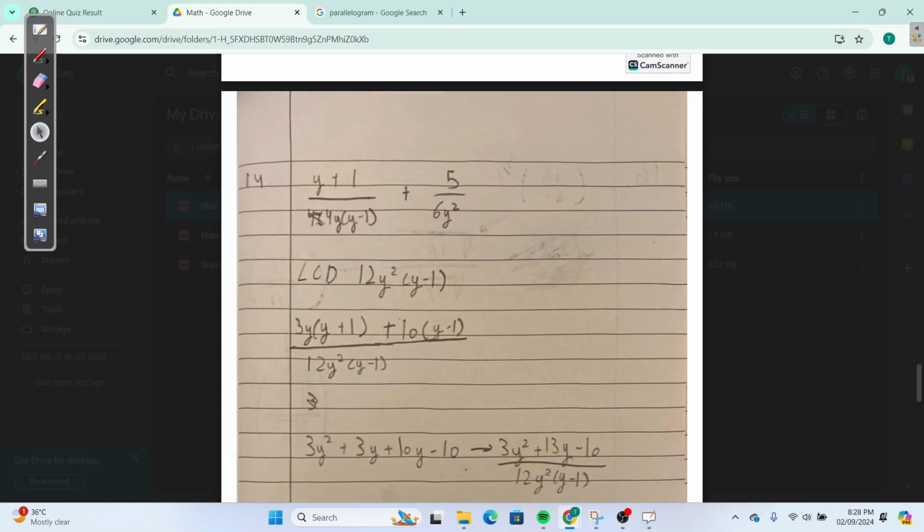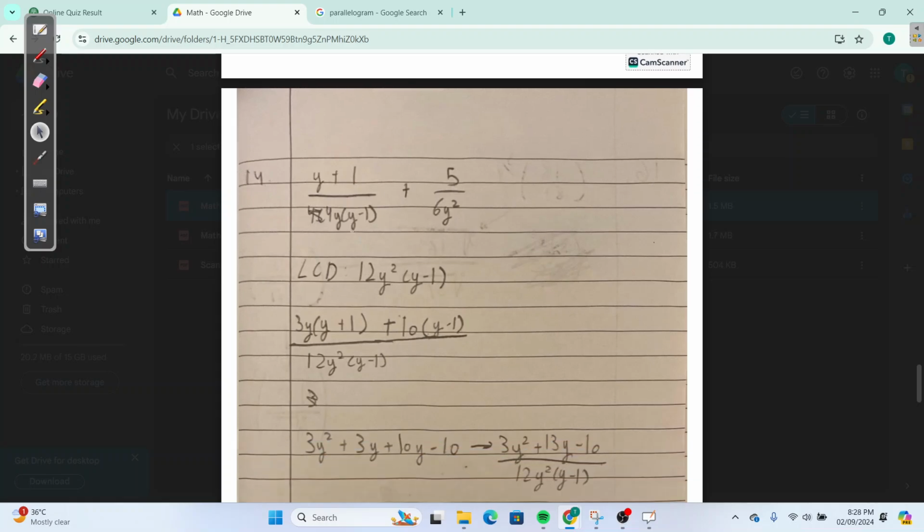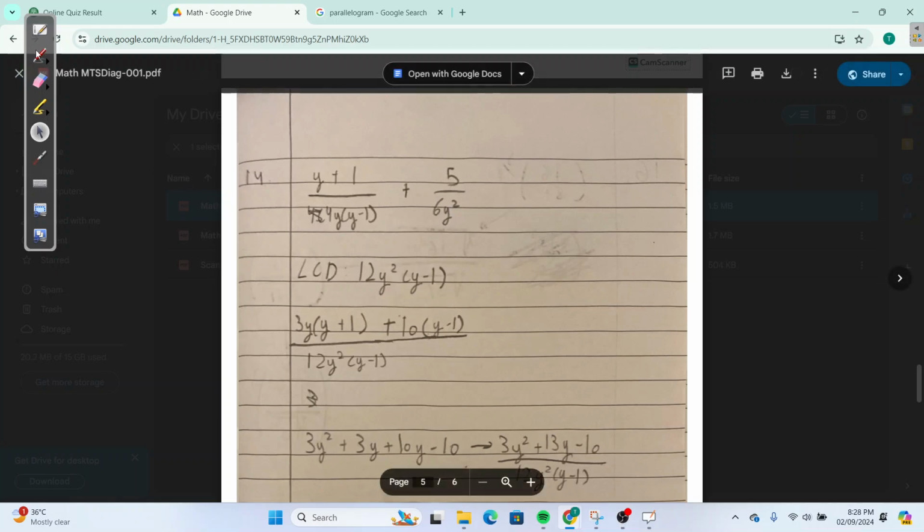You find the LCD, the least common denominator, which would be the common multiple between 4 and 6, and list whatever you have here to the greater degree. So if you have a common variable, you list the bigger degree, which in this case is 2, and the common multiple between 6 and 4 is 12, so 12y squared, and you list down whatever you have left, so y minus 1. Okay, this is our LCD.